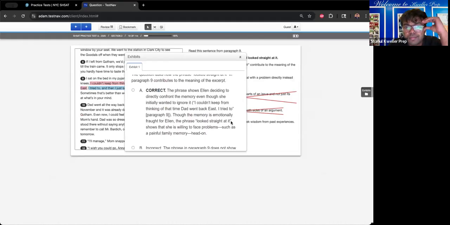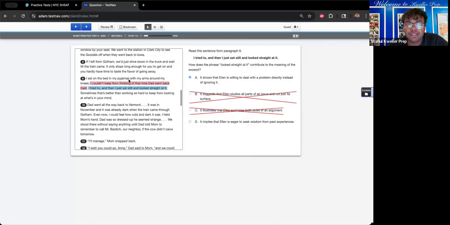Let me check. Okay, she's willing to face problems such as a painful family memory head on. I still don't like the fact that it's talked about as a problem. Again, this should just be a situation that she had to deal with. Maybe that's what they mean by problem. It's not a problem that she had with anyone, it's more of a situation that she had to deal with. But yeah, A makes the most sense. Does anyone have any questions?